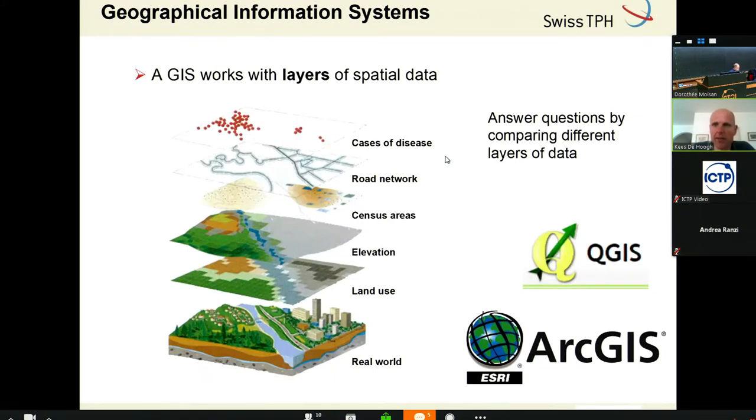Just to say that Andrea later this afternoon will introduce you to geographical information systems. And this really is the base of all the work I've talked about earlier. The GIS is really the way to link all this data together and a really useful system to work with. And Andrea will explain that to you this afternoon.